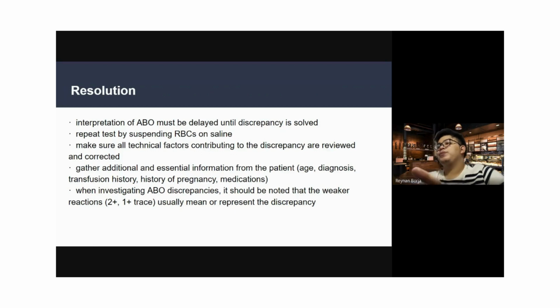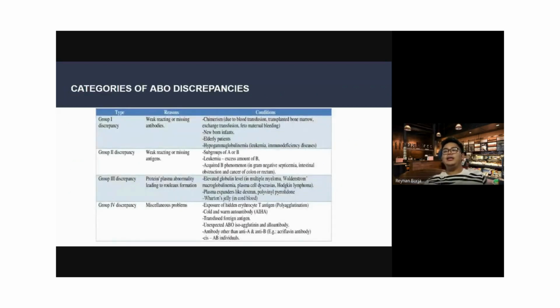Okay? So, sige, basahin ko patuloy ito sa inyo. Meron tayong mga group discrepancies. So, mga ABO discrepancy has group 1, group 2, group 3, and group 4. Ano yung mga reason for the discrepancy of under group 1? So, the reason is meron siyang weak reacting or weak antibodies. So, ano yung mga possible dito?